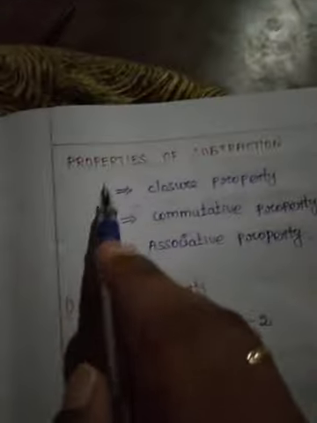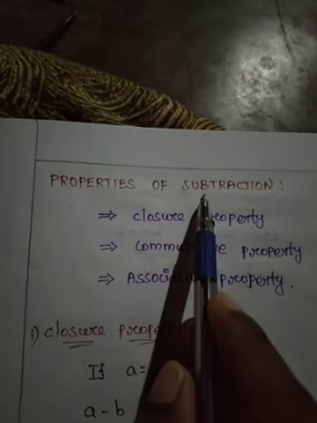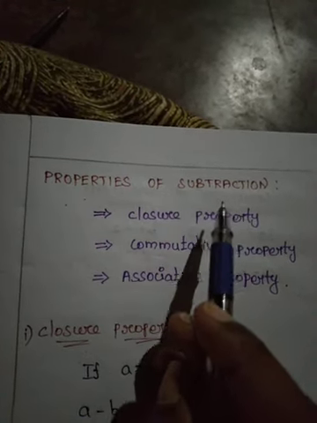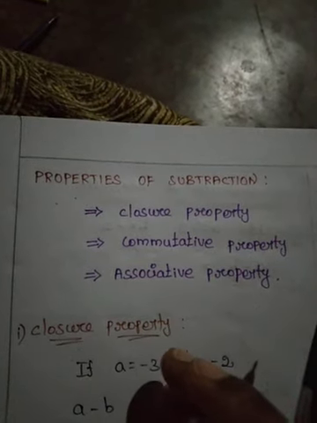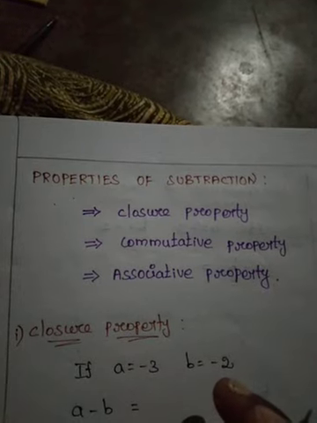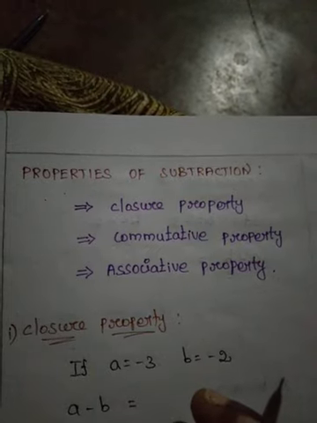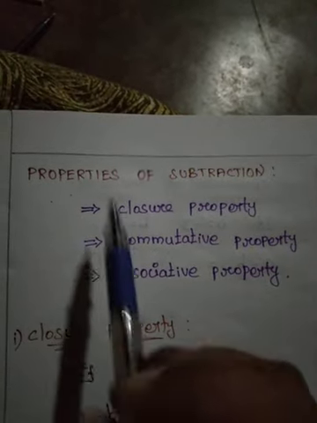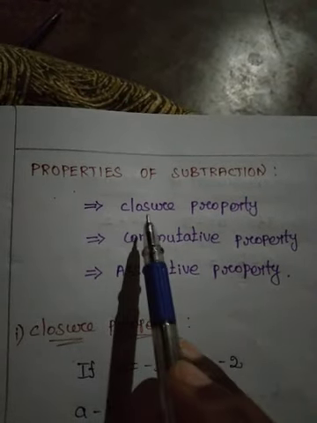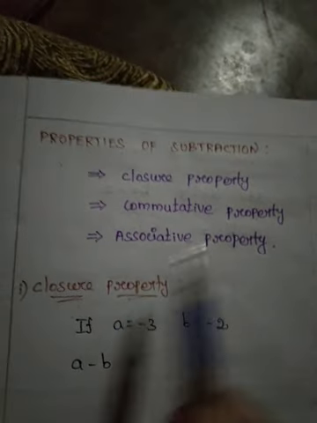Okay students, now we see properties of subtraction. Already we know the properties of addition. Say yes or no. Okay, what are the properties of addition? Very good: closure property, commutative property, associative property, additive identity and additive inverse. Properties of subtraction satisfy three properties. What are they? Closure property, commutative property, associative property.